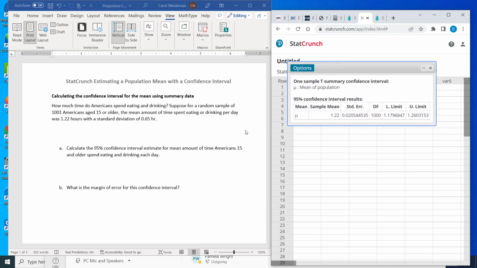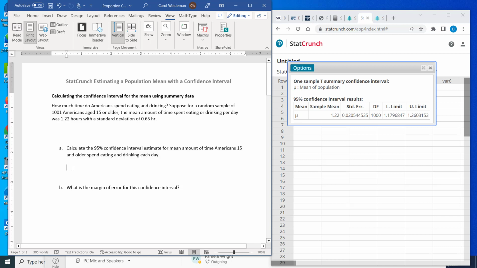And so my confidence interval goes from 1 point, I'm going to go ahead and type it over here because in the next part of the question we're going to calculate the margin of error. So it goes from, when I round off, 1.180 up to 1.260. All right, so I'm 95% confident that the population mean amount of time Americans spend eating and drinking each day is between 1.18 hours and 1.26 hours.